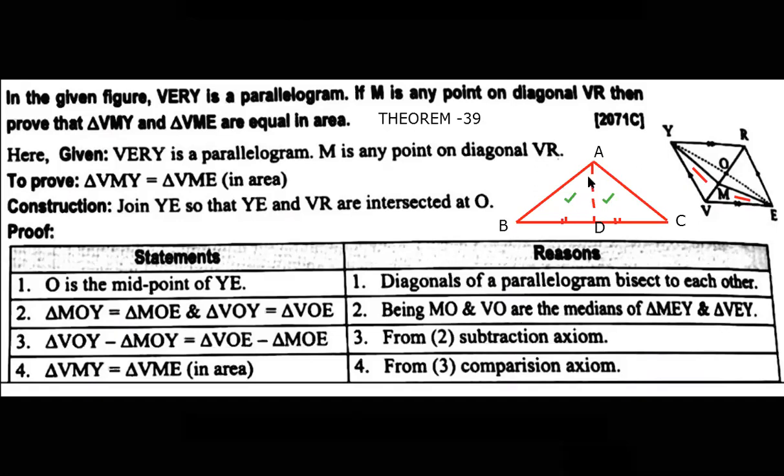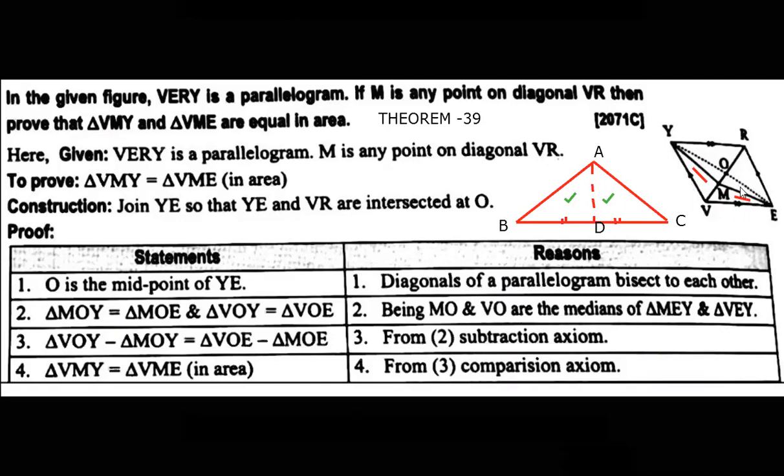Why are these triangles equal to each other? Because AD is the median, the median of triangle ABC. So this triangle and this triangle are going to be equal. If you have a median, a midpoint, then this triangle and this triangle are going to be equal.